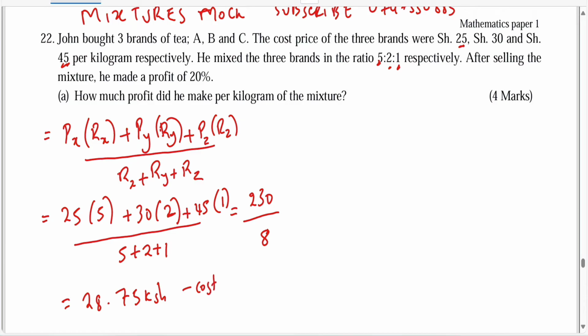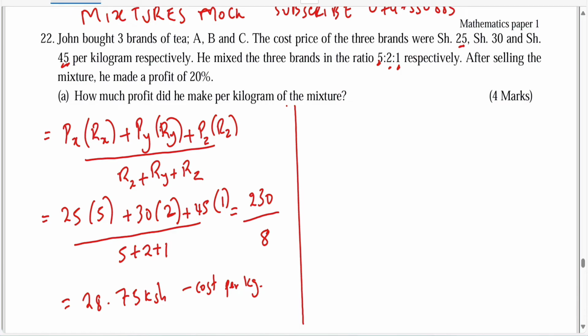Per kg, cost per kg. Lakini sasa huyu jamaa aliuza, he sold it. Once he sold it, he made a profit of 20%. So very easy, such type of question. I don't think you can miss out 4 marks.